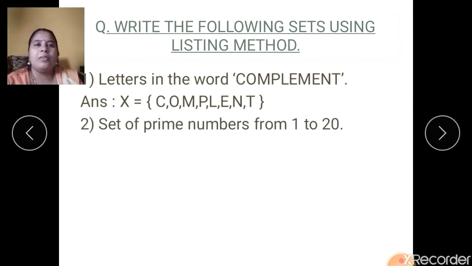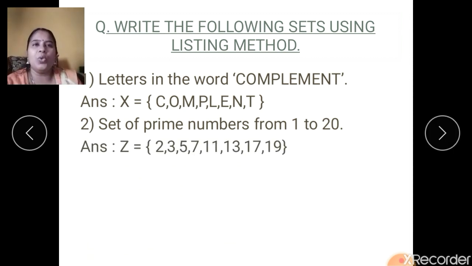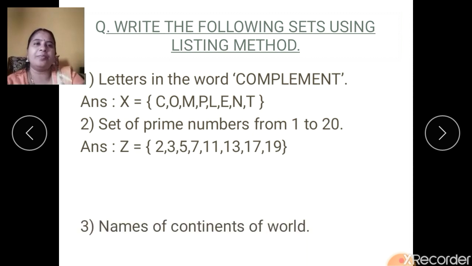See the second one. Set of prime numbers from 1 to 20. Now they want only prime numbers. They have not specified even prime number. So prime numbers from 1 to 20. What are prime numbers? Those which do not have any factor other than 1 and itself. So the prime numbers will start with 2. Do not forget, 2 is the only even prime number. So 2, 3, 5, 7, 11, 13, 17 and 19. All these are prime numbers from 1 to 20.